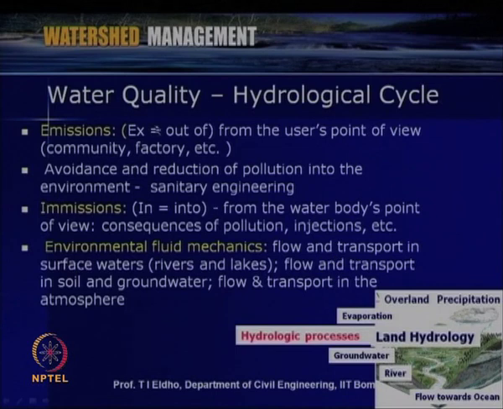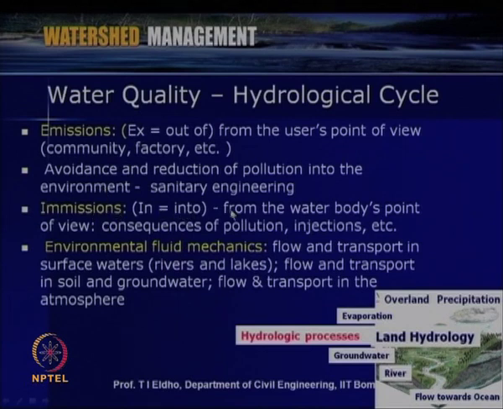So, when we deal with water quality modeling within the perspective of the hydrologic cycle, or within the perspective of a watershed, we have to deal with emissions. That means what is coming out, from the user's point of view, from the community, what is emitted, like sewage, or from the factory what kind of effluent is coming. So, avoidance and reduction of pollution into the environment is generally what we will be discussing in these related issues, like in sanitary engineering or environmental engineering.